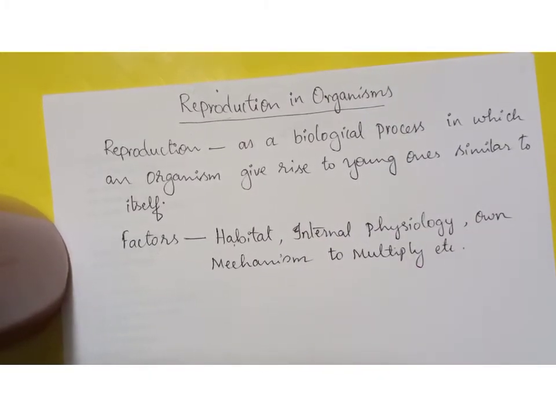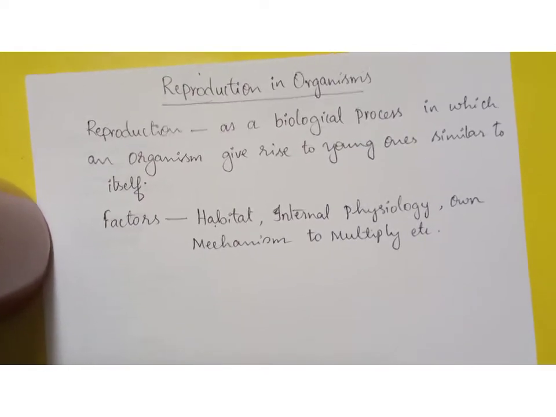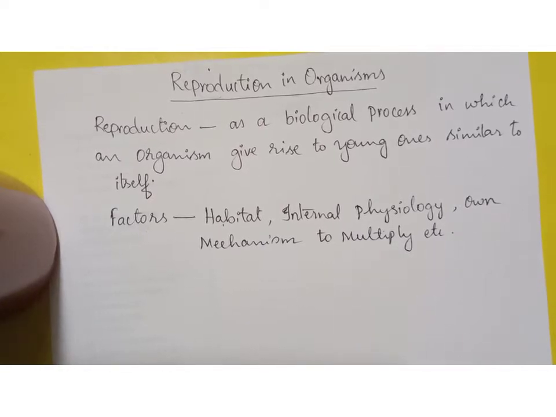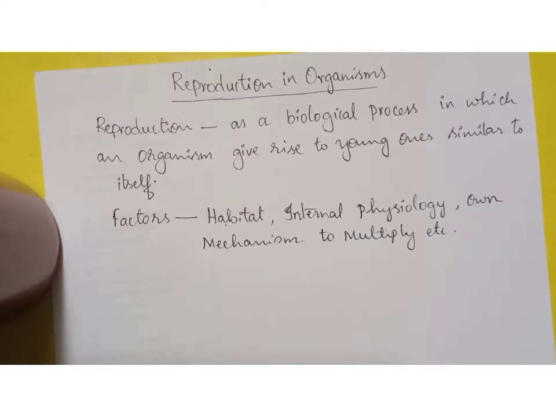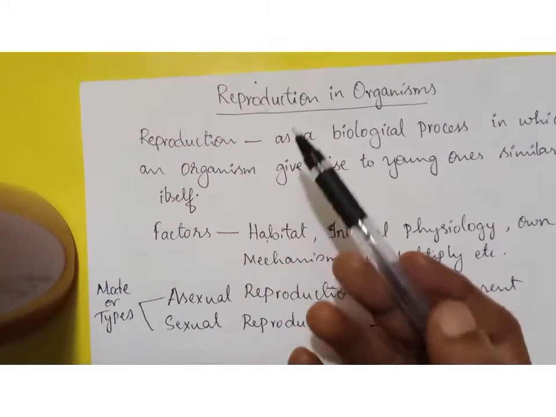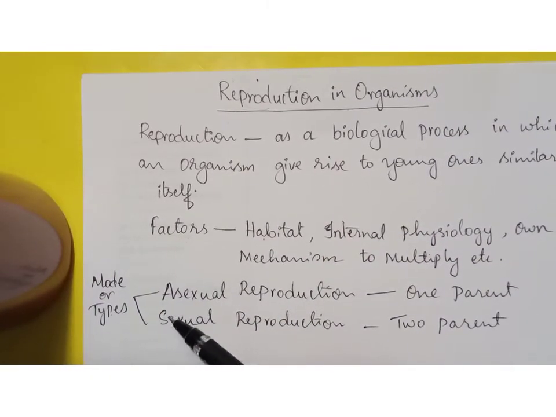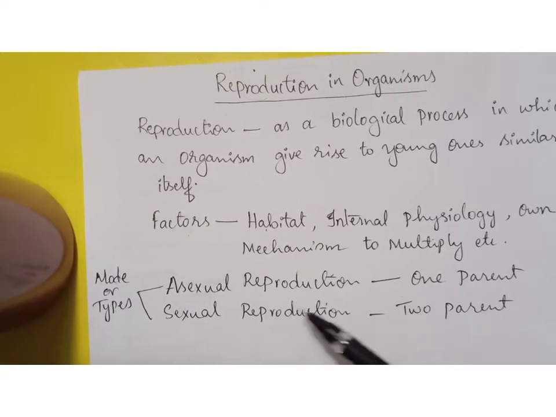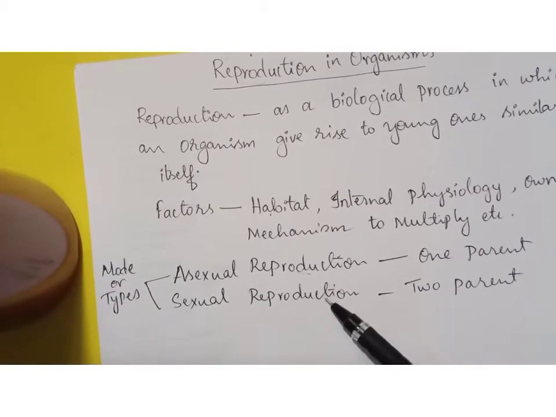Based on the number of organisms involved in the reproduction, the mode of reproduction is of two types: one is asexual and the other is sexual. The types or modes of reproduction are two, mainly based on the participation of the individuals: asexual reproduction and sexual reproduction.